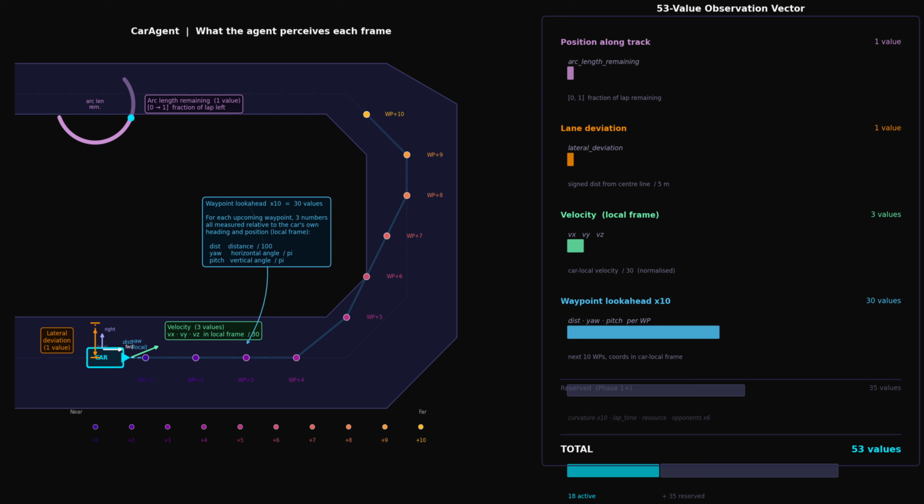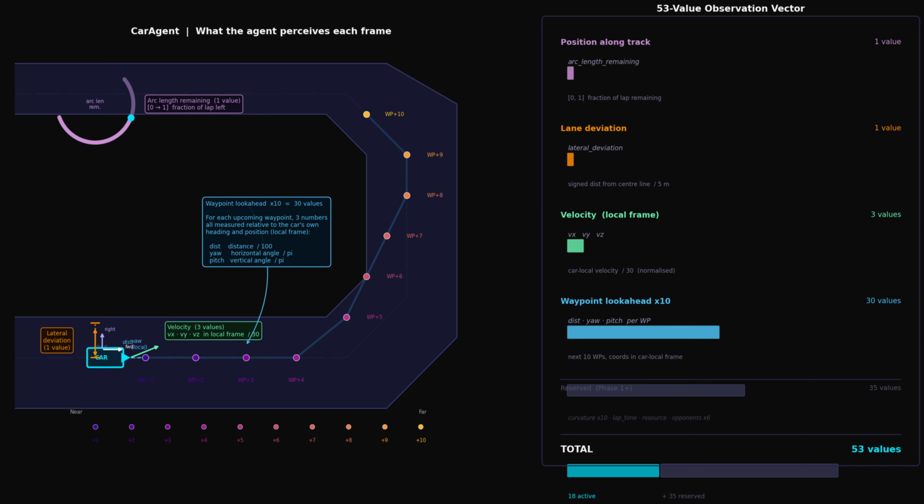The biggest chunk of the vector, out of the 53 values, is 30 values that come from a look-ahead over the next 10 points on its track. For each waypoint, the agent gets 3 numbers: how far away it is, what horizontal angle it is relative to the car, and what vertical angle. Because I want to have, in the future, a track that can have elevation and steep sections, those types of things.